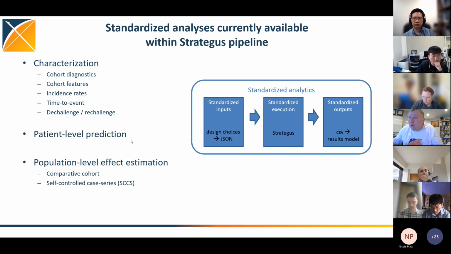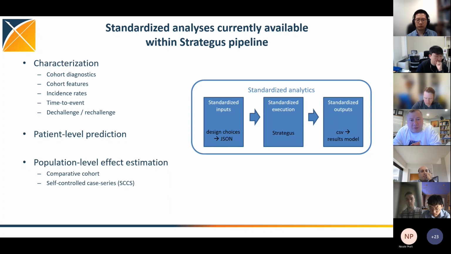For patient-level prediction, this is work that many of you on the call have contributed to. Odyssey has one of the most robust libraries for conducting machine learning algorithms end-to-end on observational data, and that's been fully parameterized to work within our strategist pipeline.